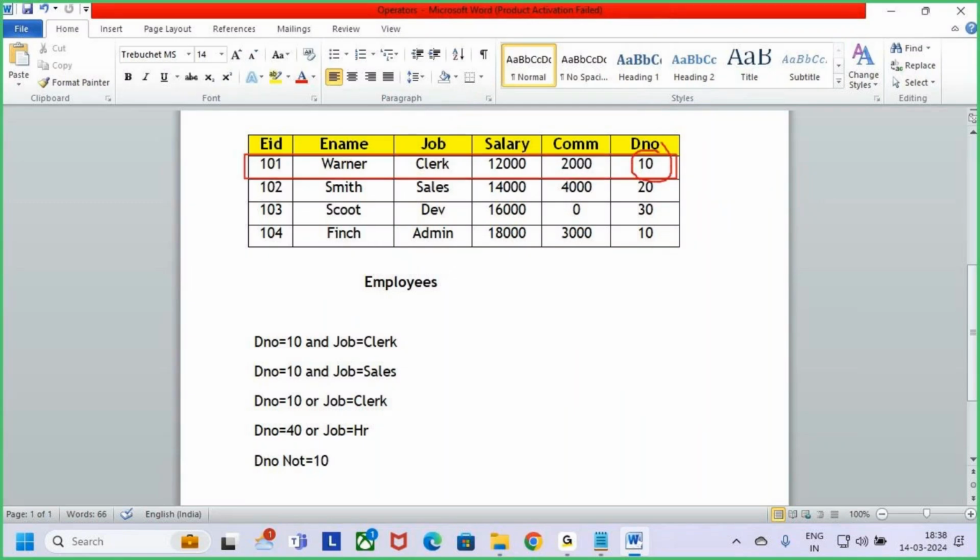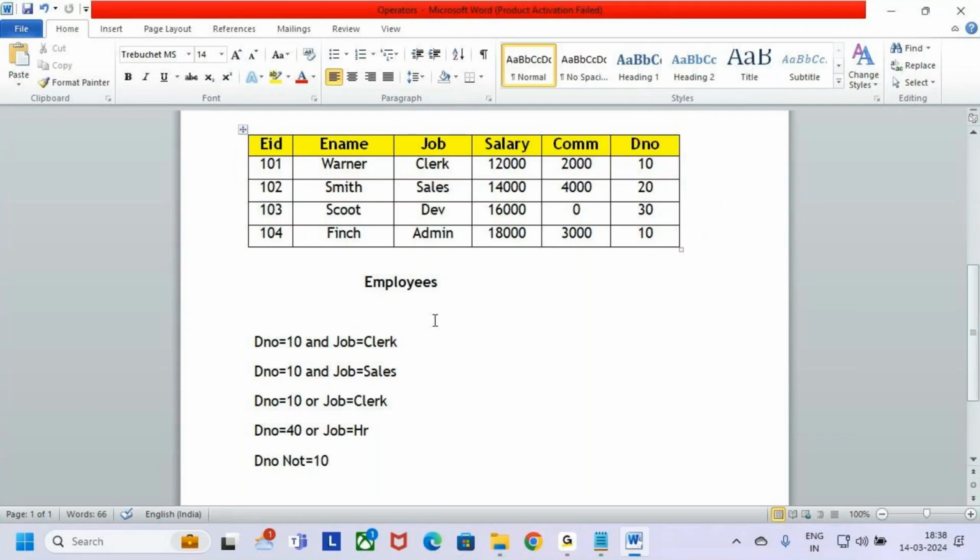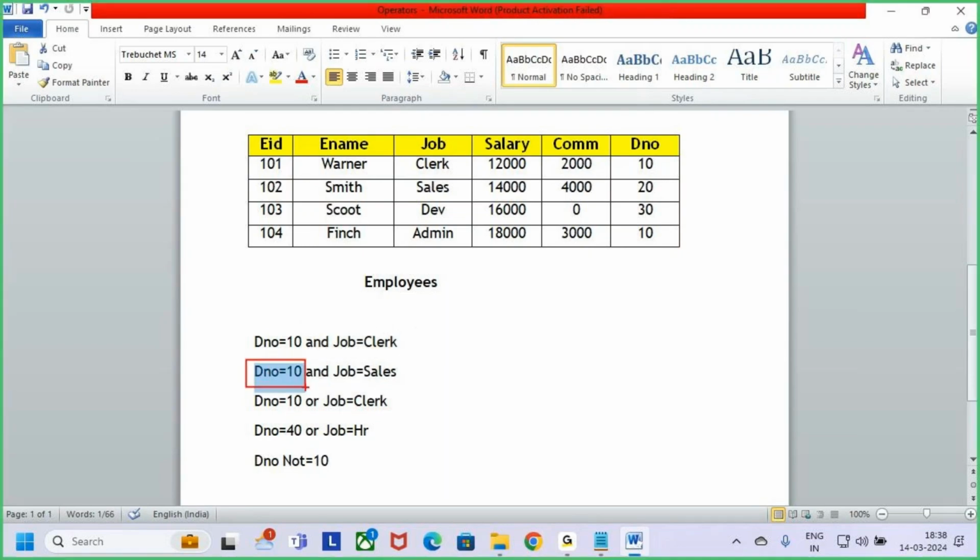Where the employee is working in the 10th department, and also he is working as what? Clerk. And next, what's my second condition? I want to find out the employees from the 10th department. Now here also my first condition is department number is equals to 10, and I'm using the AND operator again. And the job is equals to sales.